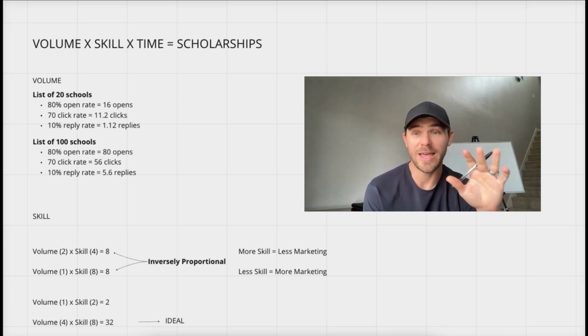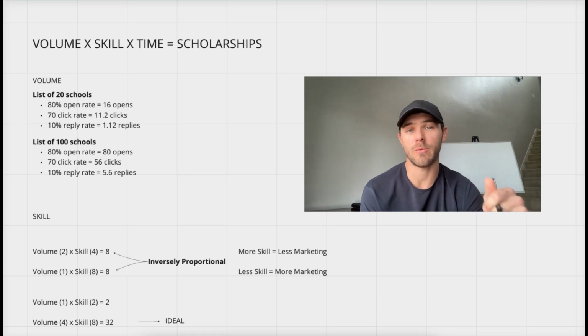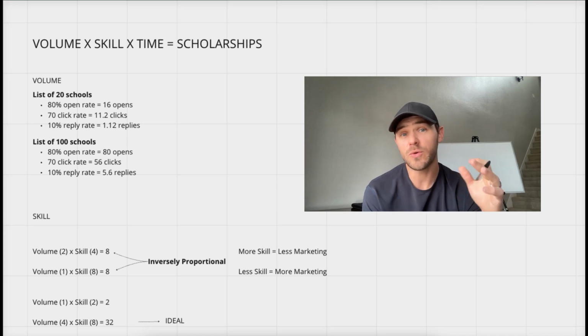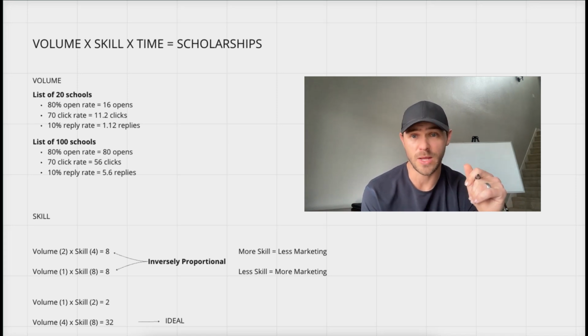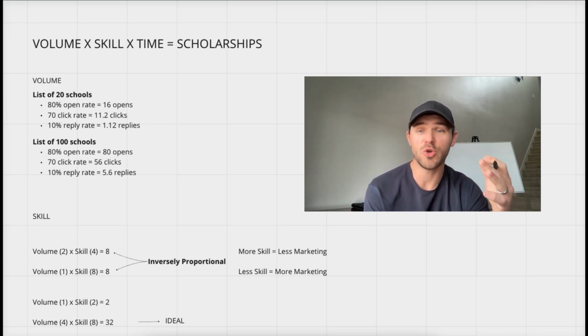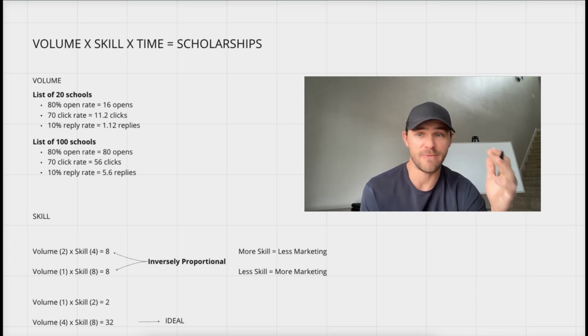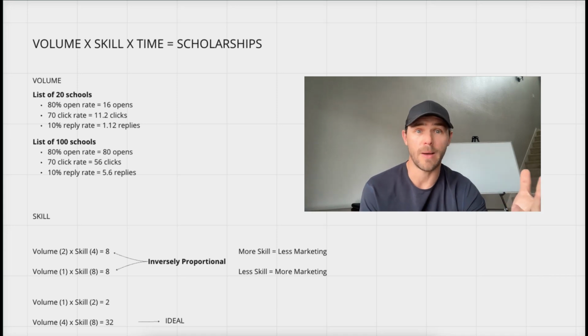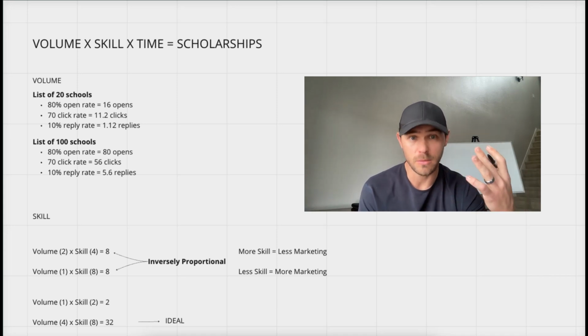Now, expect a 10% reply rate. Again, this would be a little bit on the high end. It's still about in the middle. I'm going to say average, but you can expect anywhere from 5 to 10% reply rate. So that means that you would get 1.12 replies. You get one coach to reply if you emailed 20 schools. Now, I'm guessing that you're probably not super stoked about one reply, right? You would like more than that.